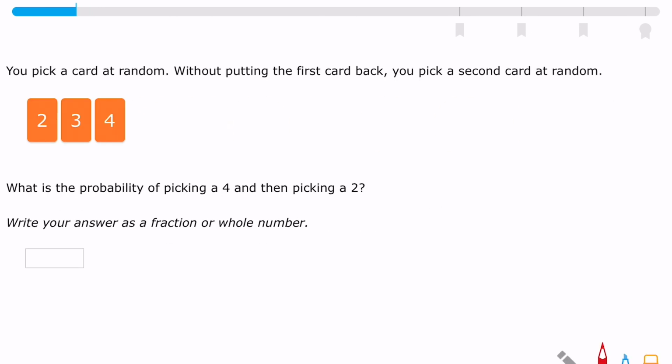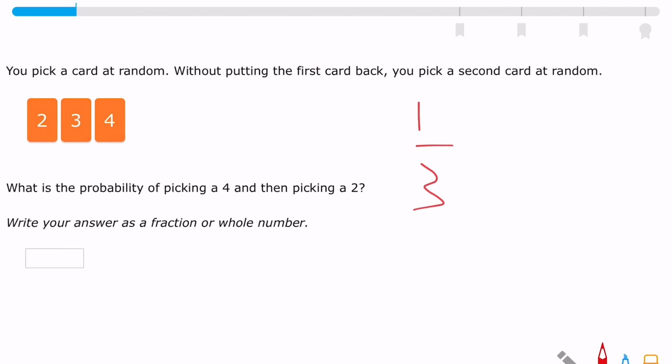You pick a card at random. Without putting the first card back, you pick a second card at random. What's the probability of picking a 4 and then picking a 2? Alright, so to pick a 4, it's only one of the options out of 3 total cards. So we're going to put 1 out of 3.